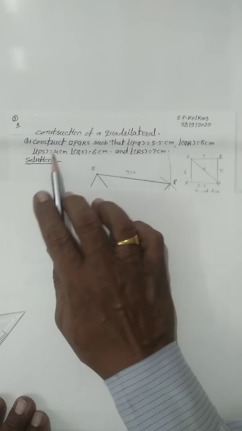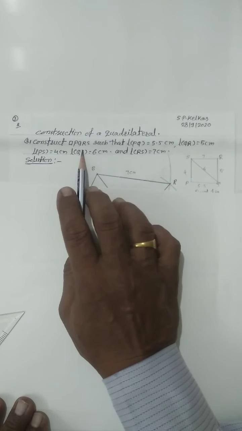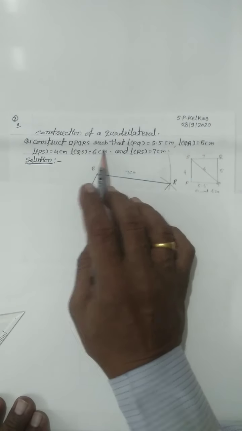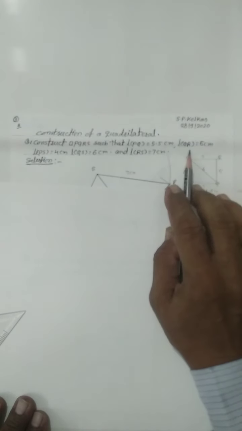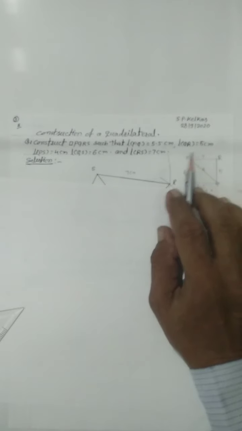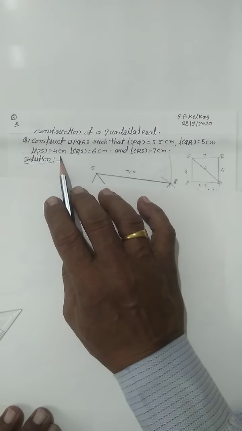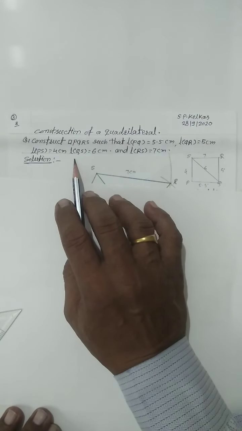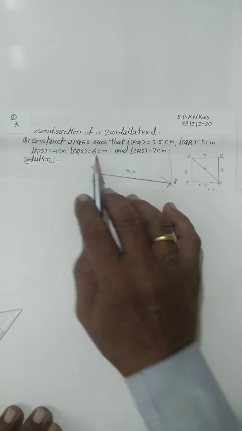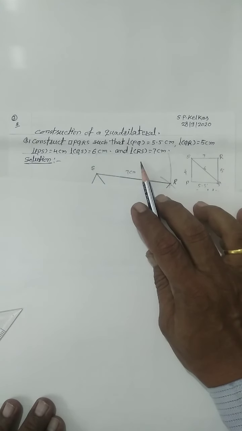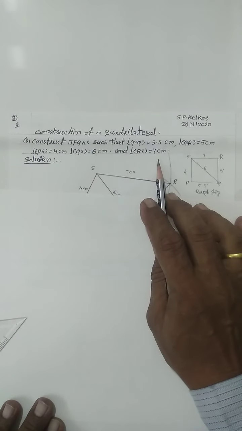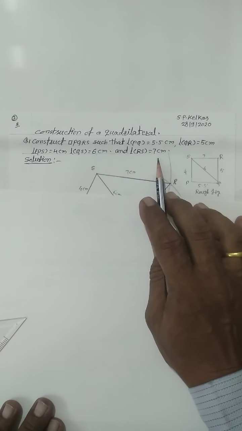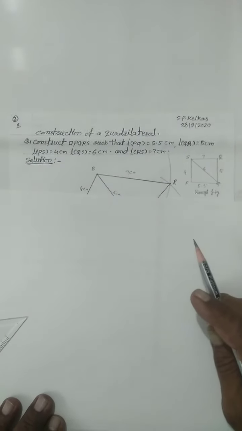We take one example: construct quadrilateral PQRS such that length PQ equal to 5.5 cm, length QR equal to 5 cm, length PS equal to 4 cm, length QS equal to 6 cm and length RS equal to 7 cm.